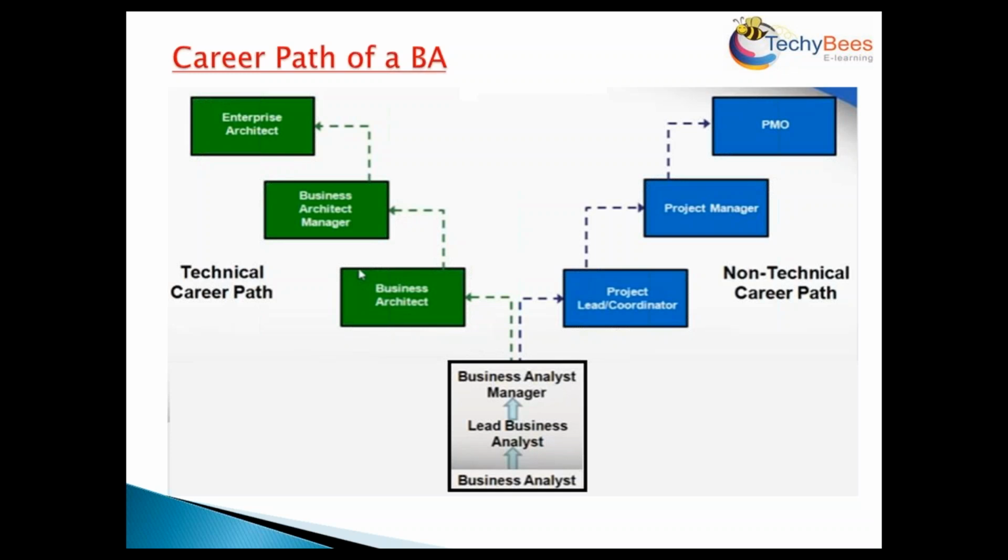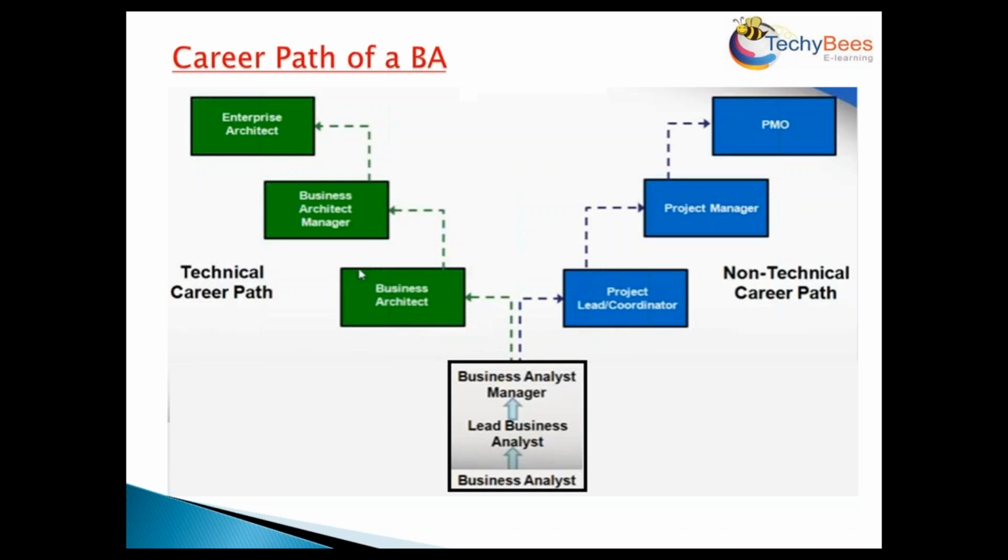And after that, your career divides into two parts. Say after 8 to 10 years, what can you do? If you take BA as your career, what can you achieve? You have a technical career path and a non-technical career path. In the technical career path, you can choose to become a business architect by providing business solutions. Then you can become a business architect manager by managing a number of business architects, those who primarily work on providing solution architecturing for the software development.